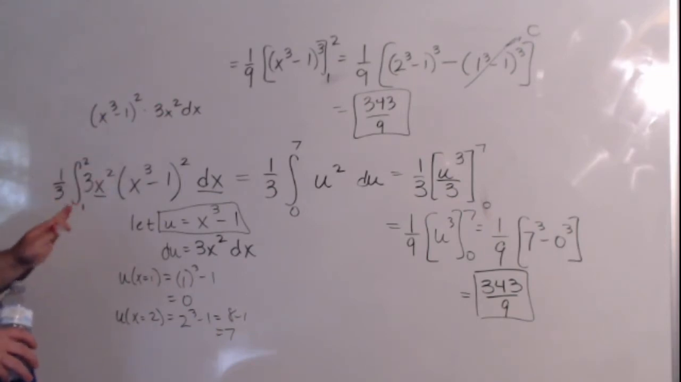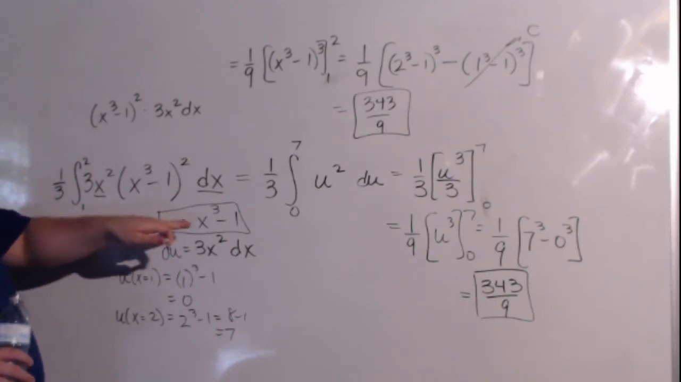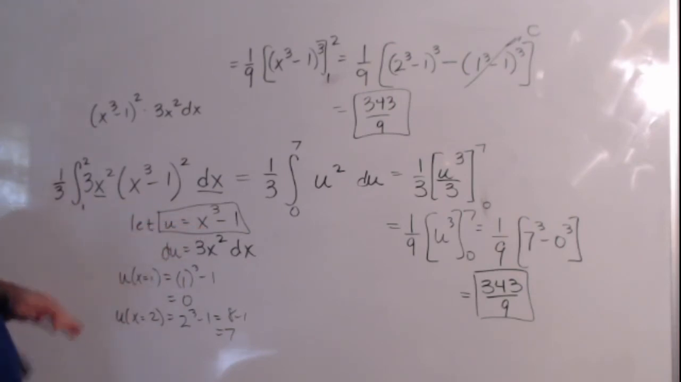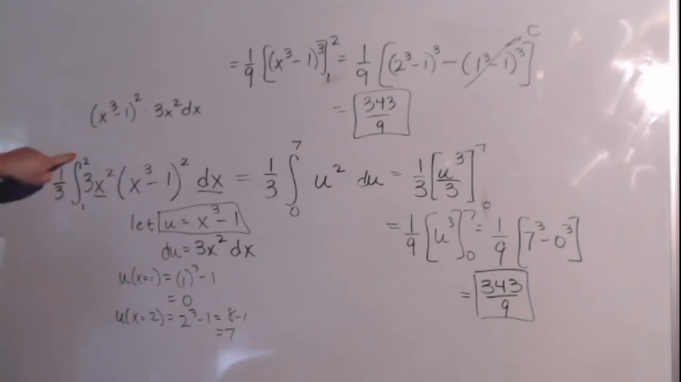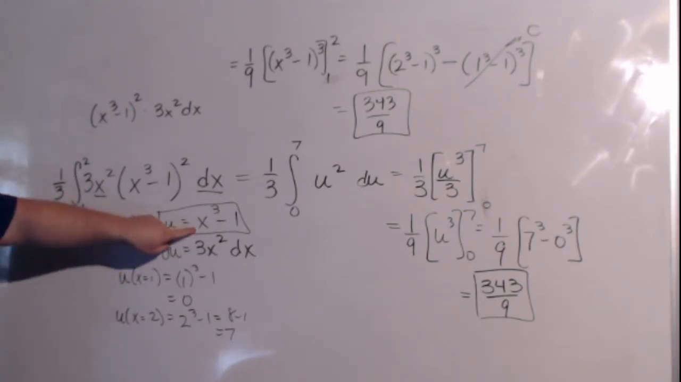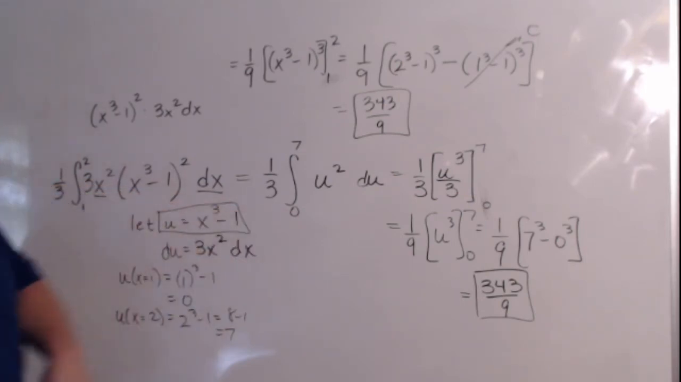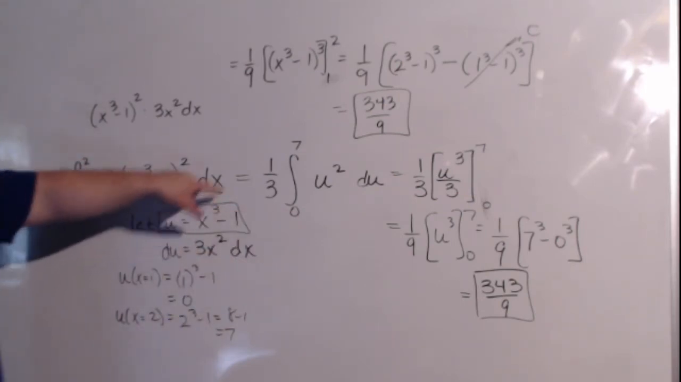A lot of people have trouble for some reason deciding what to plug these numbers into, and it's always the equation of u with respect to x. The very first thing that you choose, that equation right there is what you plug these numbers into. So I plugged 1 in there, and I got 0. And I plugged 2 in there, and I got 7.